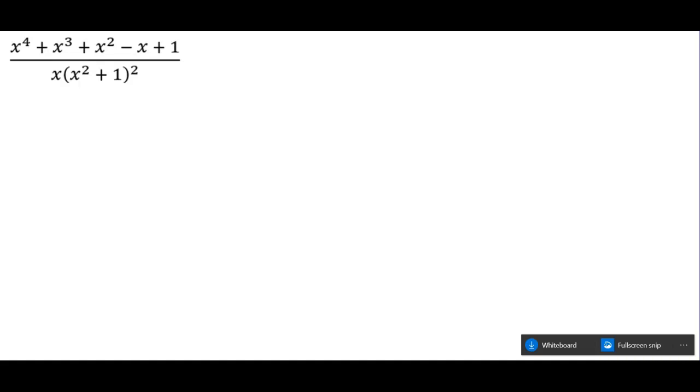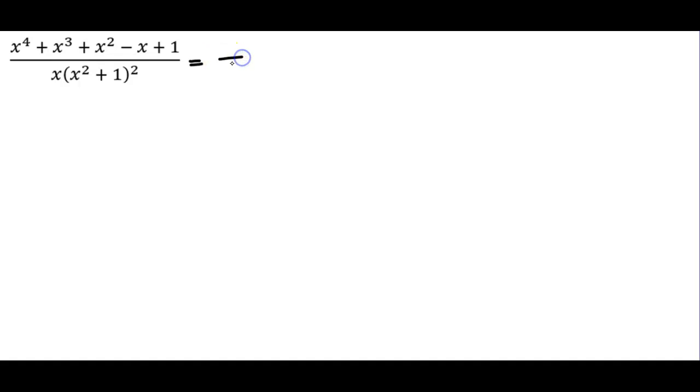This example has factors that are repeating that aren't linear. So we'll get the setup going. You can look at the denominator. The denominator is already factored. You might notice the numerator is a little long. That's okay. And we'll set this up.